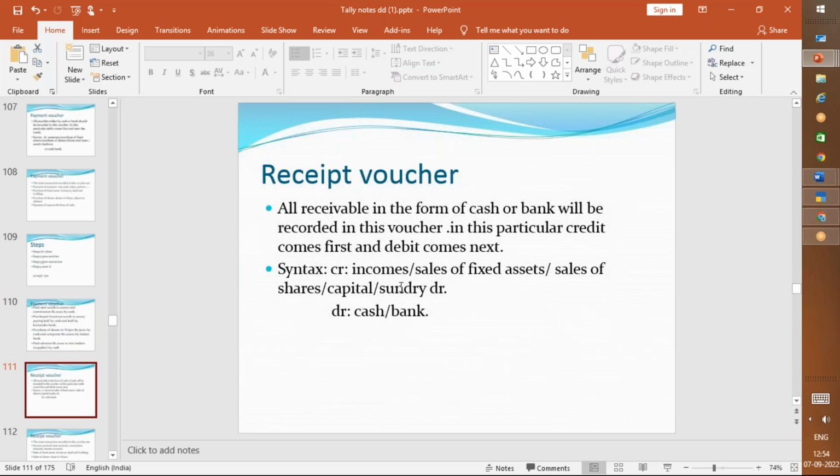And you're receiving rent, receiving commission, same way, whatever you paid in the payment voucher, we'll receive it in the receipt voucher. Please take this note.